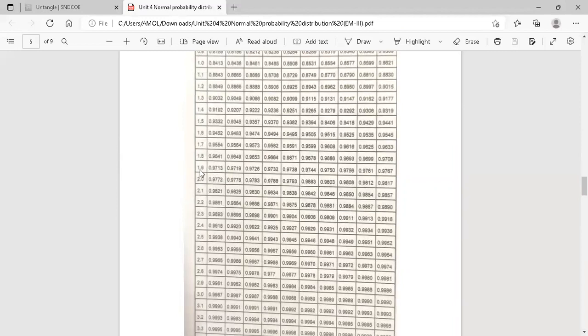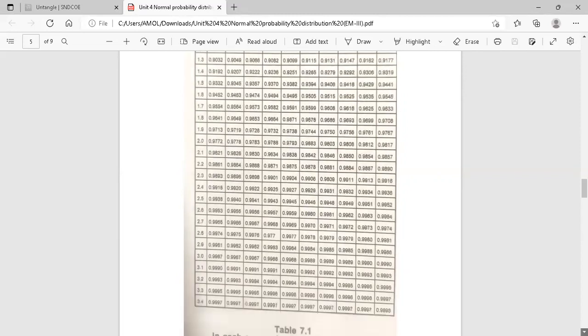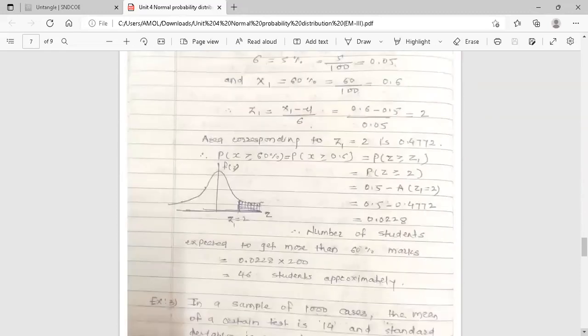This is the area. You subtract 0.5 from this 0.9772. Every time you subtract 0.5 from every value from the table. So subtract 0.5 from 0.9772, and then you get the area for z1 equal to 2, which is 0.4772. So you put here the value of the area of z1.